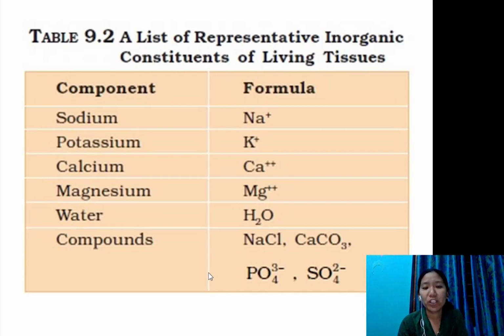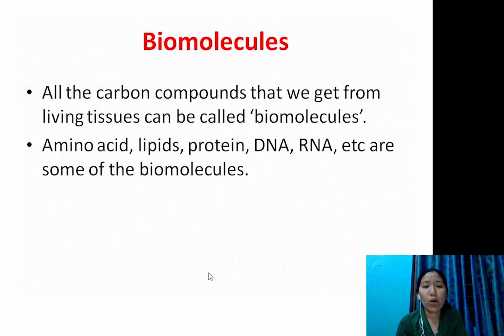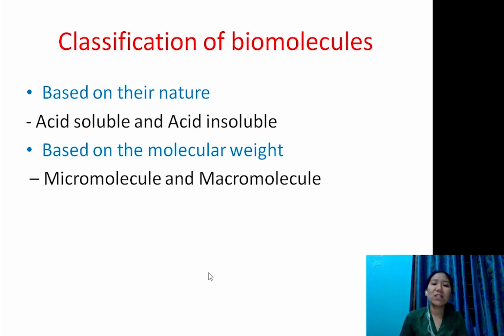Okay, so living tissue contains organic components as well as inorganic components. Now, in the body, all the carbon compounds that we get from the living tissue are called biomolecules. Some examples are amino acids, polysaccharides, proteins, DNA, RNA, and lipids. Now these biomolecules are classified based on certain criteria.